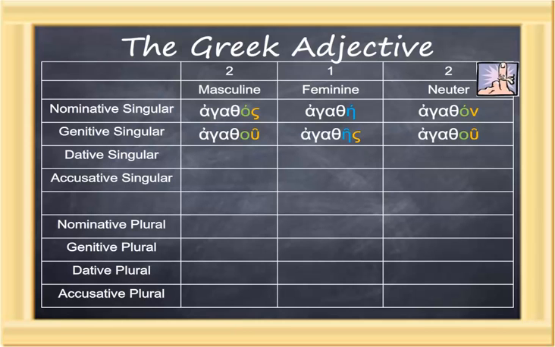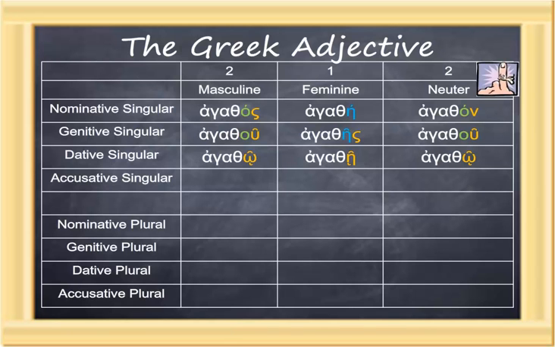The genitive singular case endings are upsilon, sigma, upsilon, and you can see those here apply to agathos with a stem vowel according to the declension. Omicron, eta, omicron. Agathou, agathes, agathou.